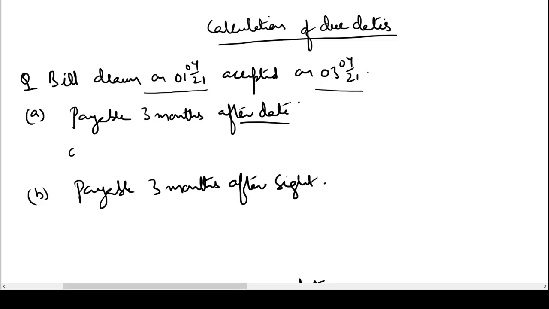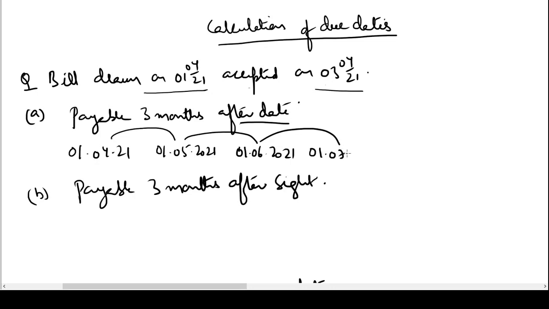So the duration will start on 1st April 21. When we are saying 3 months, we have to take the same date in the next month. That means on 1st May 21, 1 month is complete. On 1st June 21, 2 months is complete. And on 1st July 21, 3 months is complete. So this is how the duration will be completed. Then we have to give 3 days of grace time. So 4th July 21 will be the due date in the case of this bill of exchange.